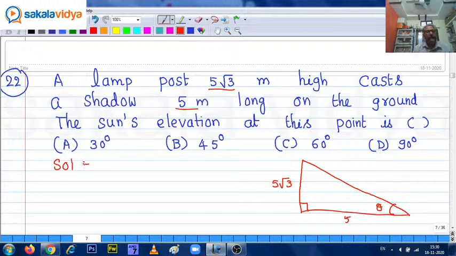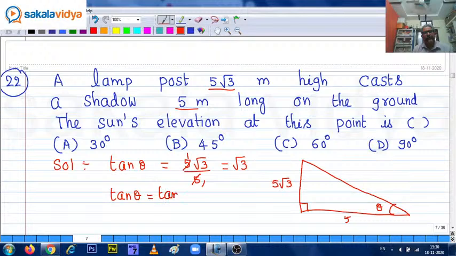Solution. Tan theta equals opposite side by adjacent side, 5√3 by 5. 5 and 5 cancel, so √3. So tan theta is equal to tan 60 degrees. Therefore the sun's elevation theta is equal to 60 degrees. C is the right option.